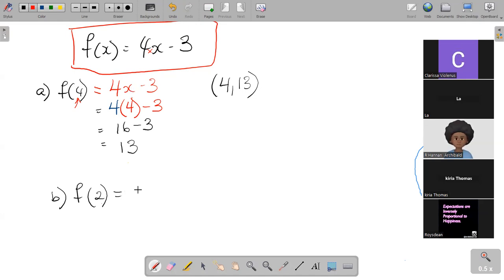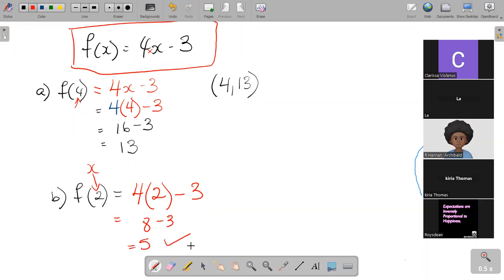So we have to use the formula, right? What does the formula say we must do? 4 times x. And what is x here? x is 2. Do we agree? This is our x value in here. Plus, hear me now, plus, minus the 3. Everybody agree? So it's going to be 8 minus 3 equals 5.